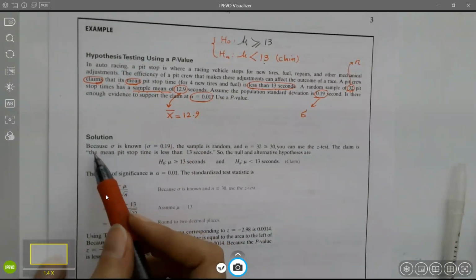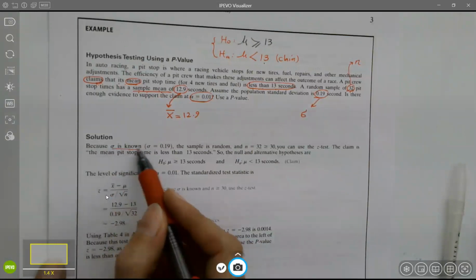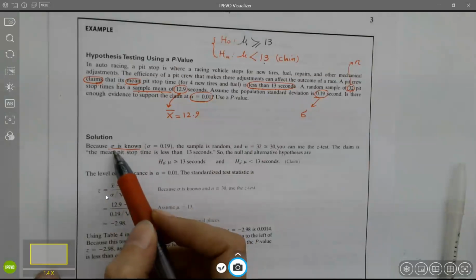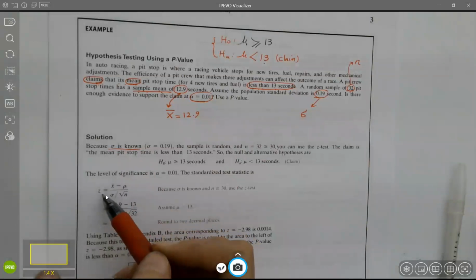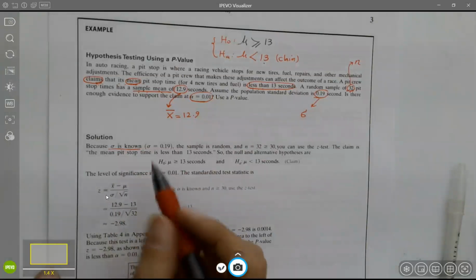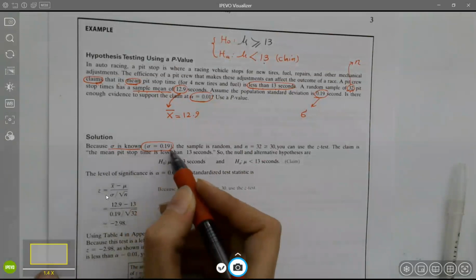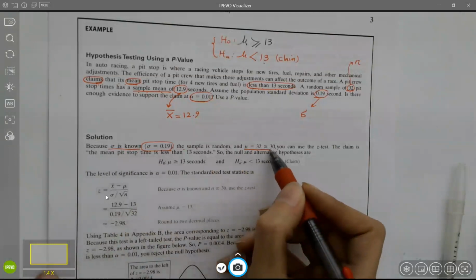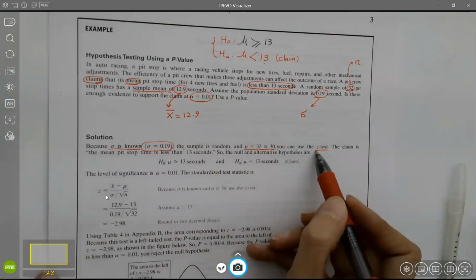So since sigma is given, that's why we can find z. Remember that. It's exactly the same as the confidence interval that we did before. Since sigma is given, we use z. If sigma is not given, we have to use t. T is for 7.3. So because sigma is given and it is 0.19, the sample is random and n, or the sample size, is greater than or equal to 30, you can use the z test.